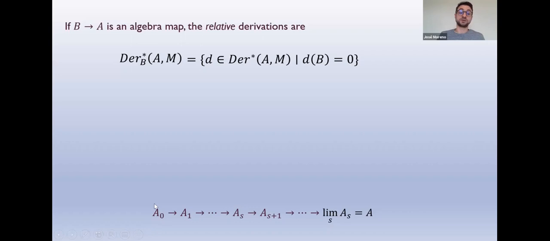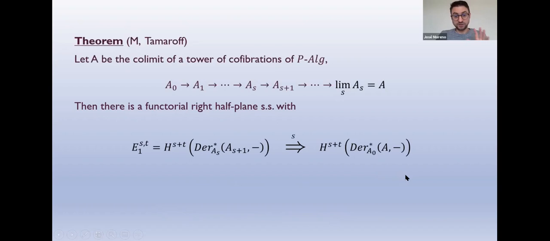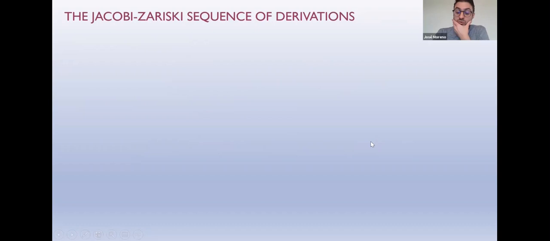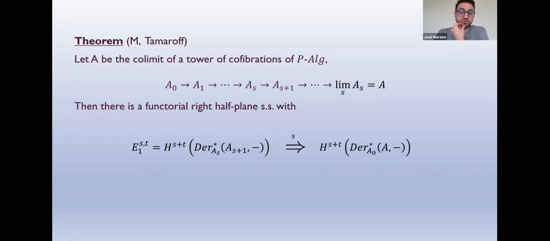So here is the theorem again. We will split our algebra A into a tower of cofibrations, whenever we can do that, of course. And then we will produce a spectral sequence that has relative derivations as pages and relative derivations as a target. Now, how to use this: if we look at this cofibration sequence, we want to cleverly use it to produce a spectral sequence. There are obvious filtrations that you could use, but we are going to use the Jacobi-Zariski sequence.